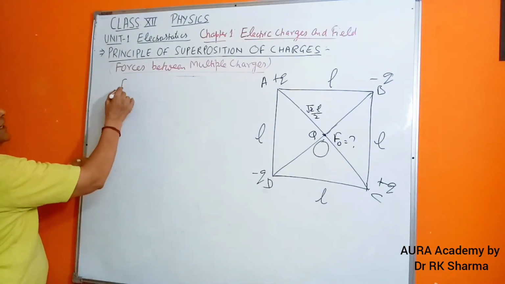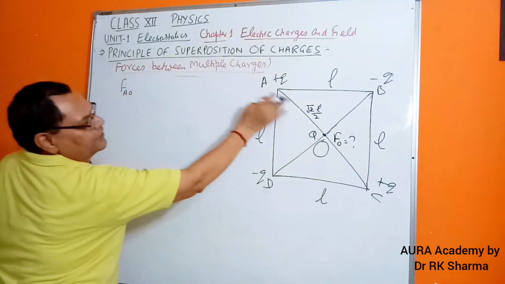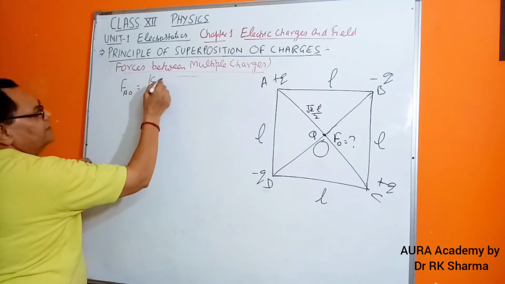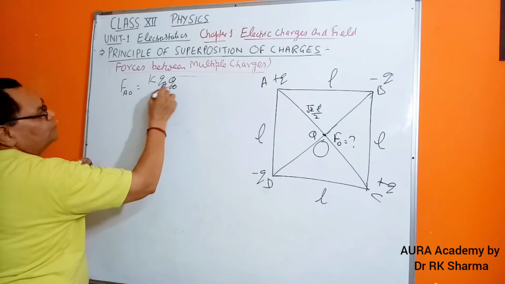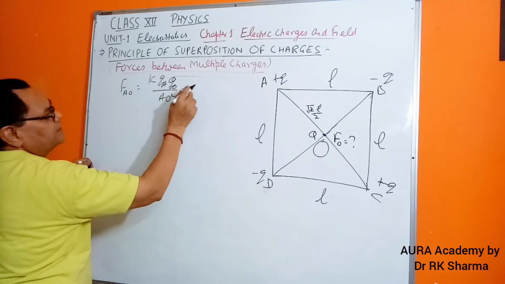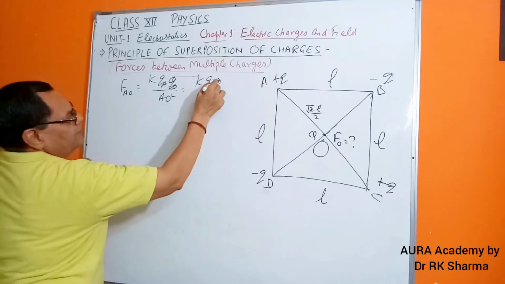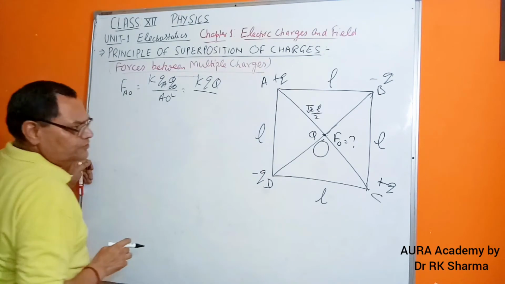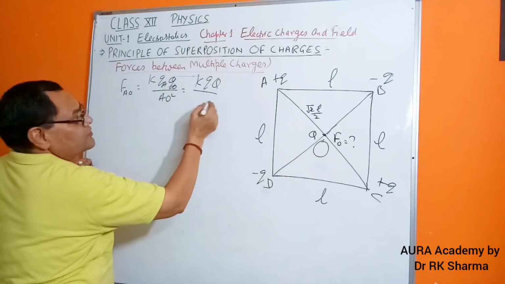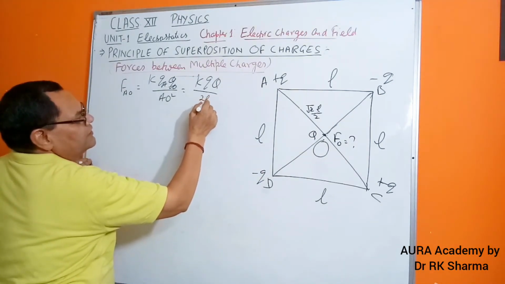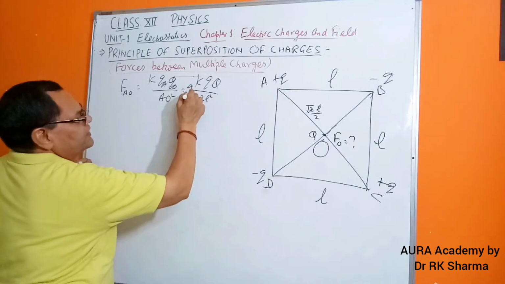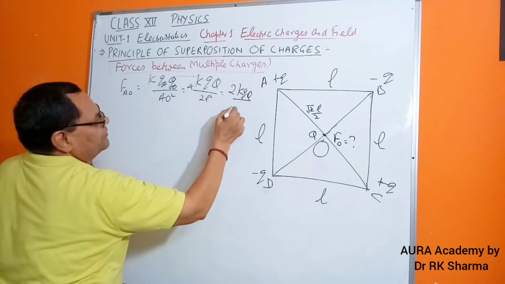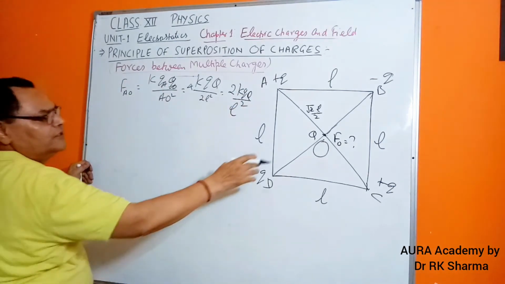So what is FAO? The numerical value we can find easily: K small q capital Q upon AO square. Substituting the distance root 2 L by 2, the whole square gives 2L square by 4, so 4 cancels. This will come to 2K small q capital Q upon L square. This is the numerical value of this force.